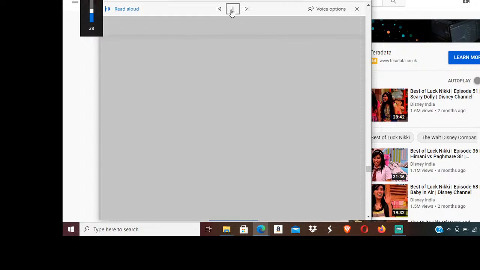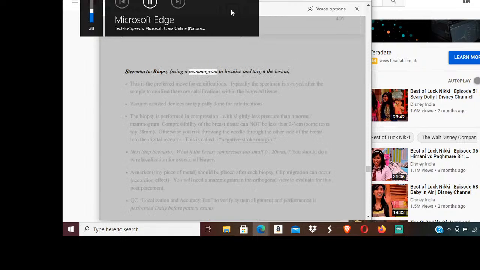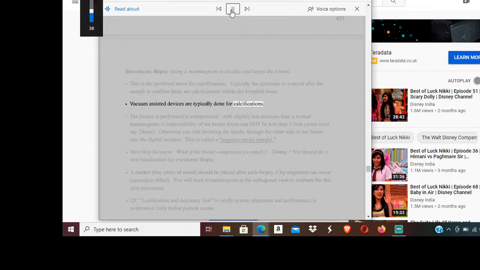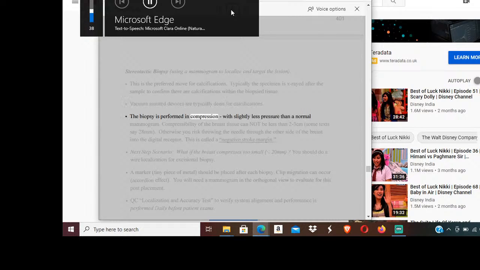Stereotactic biopsy, using a mammogram to localize and target the lesion. This is the preferred move for calcifications. Typically the specimen is x-rayed after the sample to confirm there are calcifications within the biopsied tissue. Vacuum-assisted devices are typically used for calcifications. The biopsy is performed in compression, with slightly less pressure than a normal mammogram.